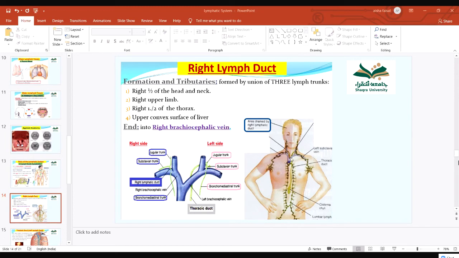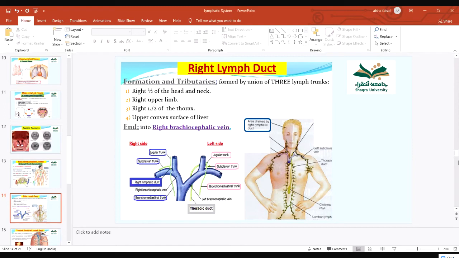Is it clear? So all the lymphatics from the right upper limb ultimately form the right subclavian trunk, and the lymphatics from your head, the right half of your face and the right half of your neck form your right jugular trunk. These two trunks unite to form the right lymphatic duct, which will open at the junction of the right subclavian and right jugular vein.